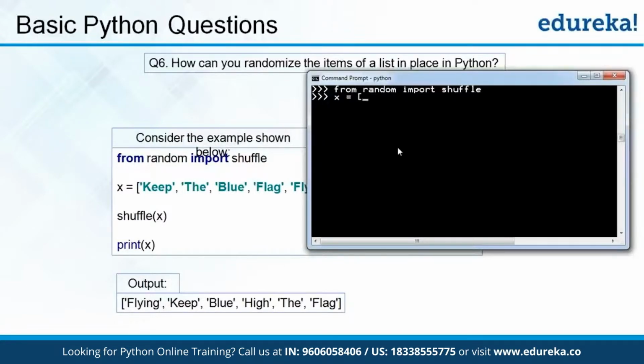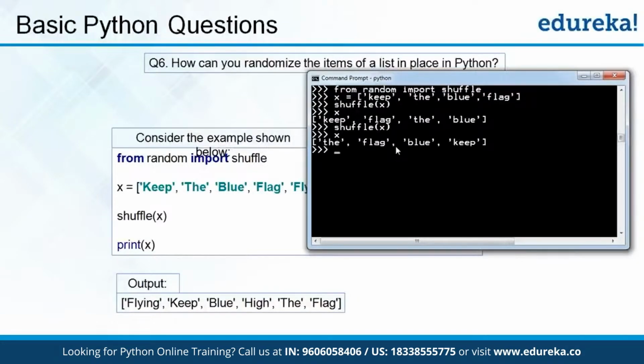So what we'll do is create a list. X is equal to a list of individual items, and you want to shuffle this in place. You want to shuffle the original item. You do shuffle of X. When you print X, you see that the items have been shuffled. You do it again, and you see that again it has been shuffled. This is how you shuffle items in place.